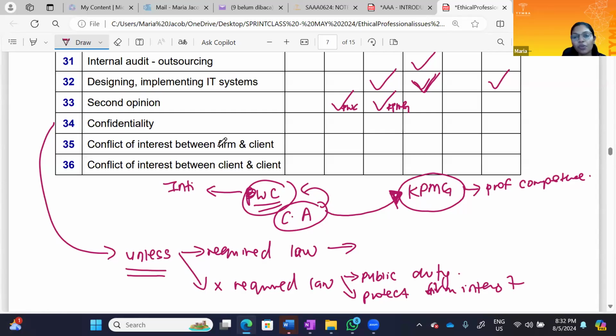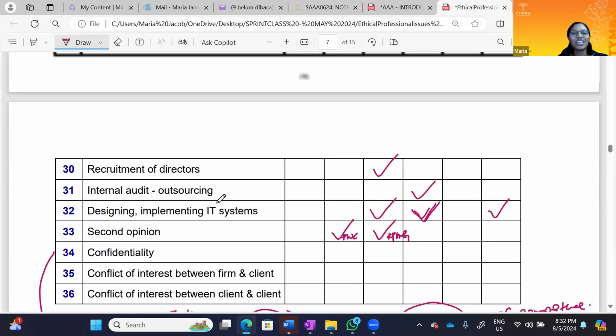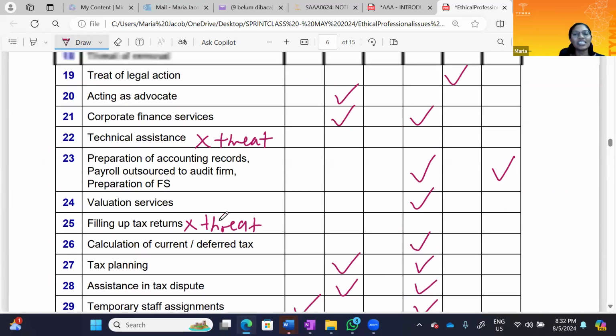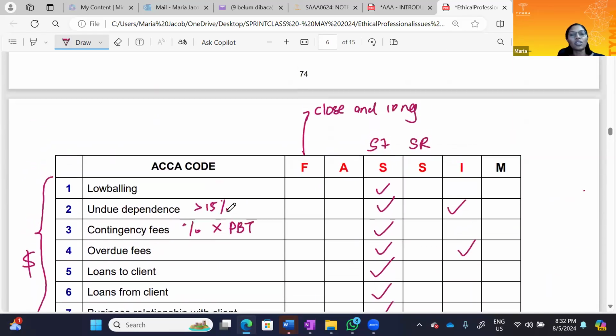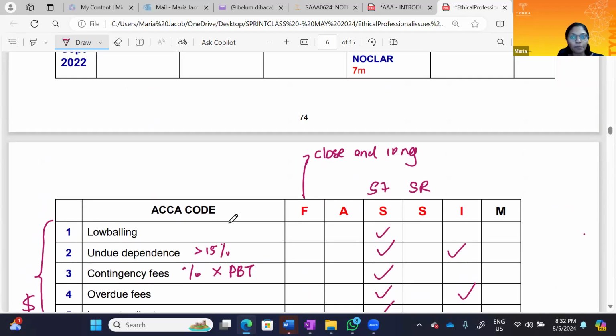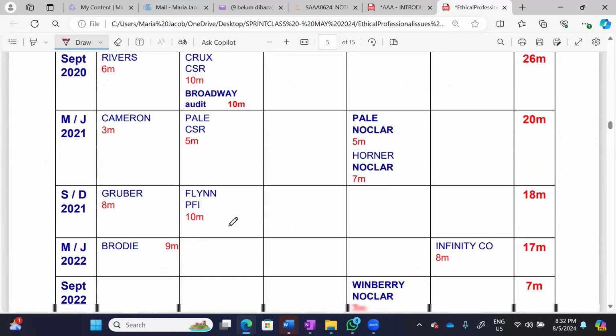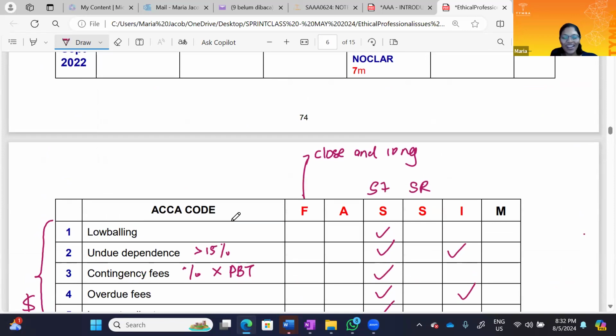We have conflict of interest between firm and client. We also have conflict of interest between client and client. When we do questions on conflict of interest, we'll get back to that. Generally you have these 36, and for all these 36 you have to know what the threat will be, so you can do it quite fast in the exam. Are you all okay so far? Every few days you try to do this checklist and see whether you remember and are able to explain or not.